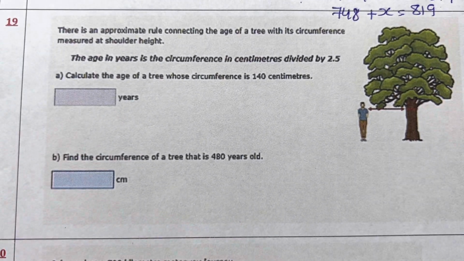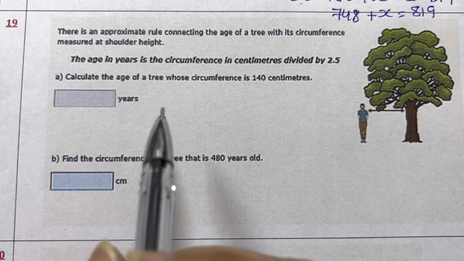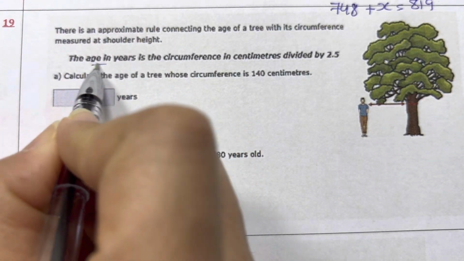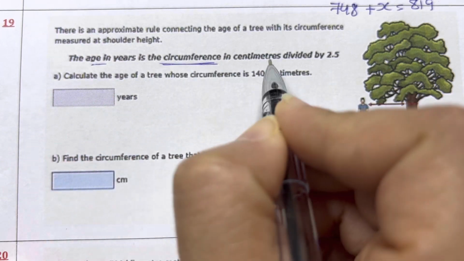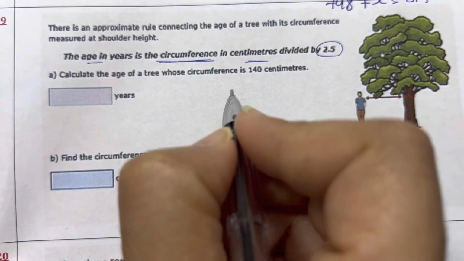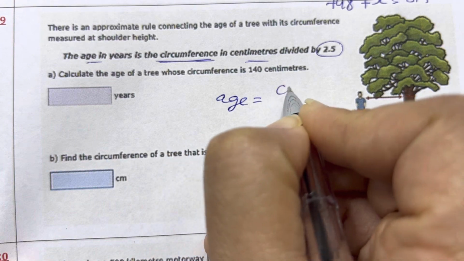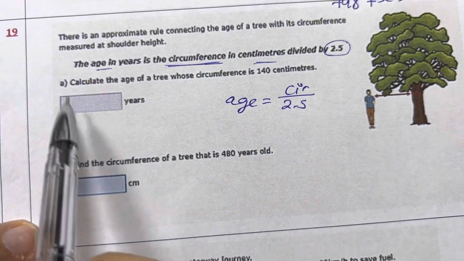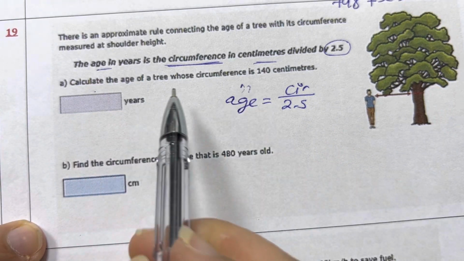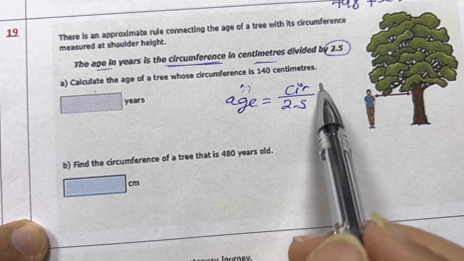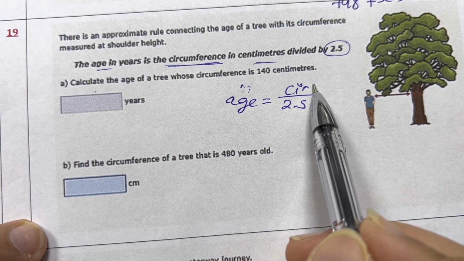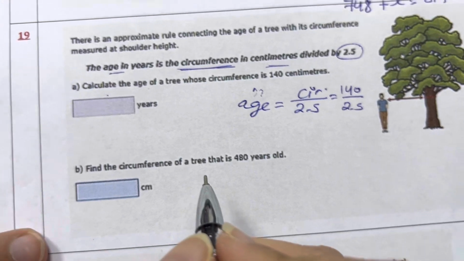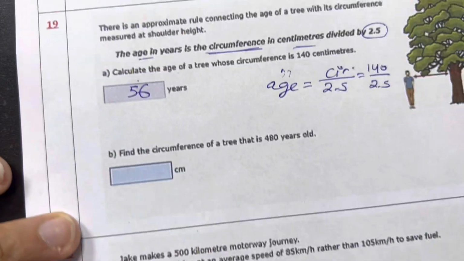Okay, for this question, he's telling me that the age in years is the circumference in centimeters divided by 2.5. So the age equals the circumference over 2.5. So calculate the age of a tree whose circumference is 140. So it will be 140 divided by 2.5, which gives me 56 years.